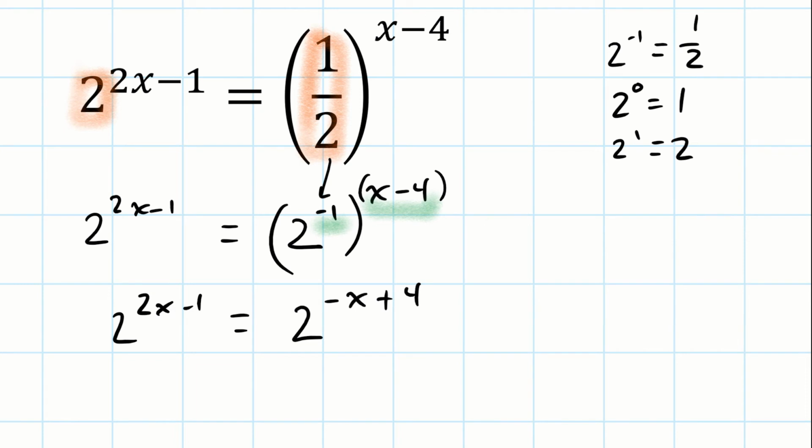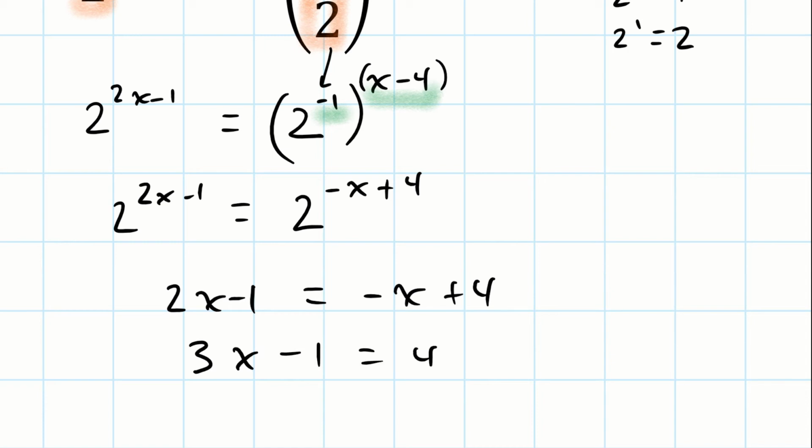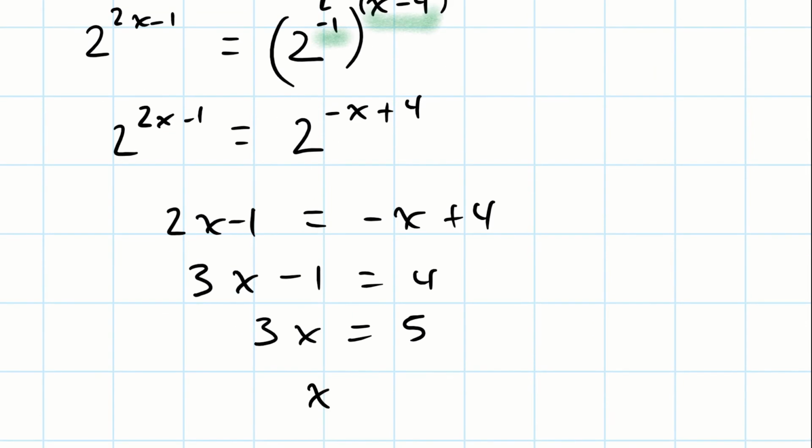Now that my bases are exactly the same, I can set my exponents equal to each other. When I set the exponents equal to each other, I get that 2x minus 1 is the same as the opposite of x plus 4. Adding an x to each side, and then adding a 1 to both sides. And then finally, when I divide both sides by 3, I get that x is 5/3.